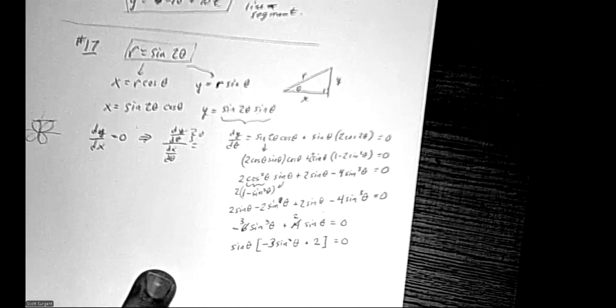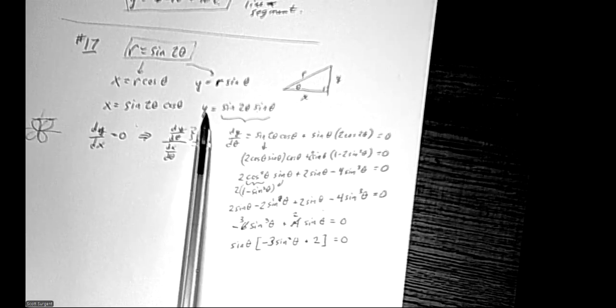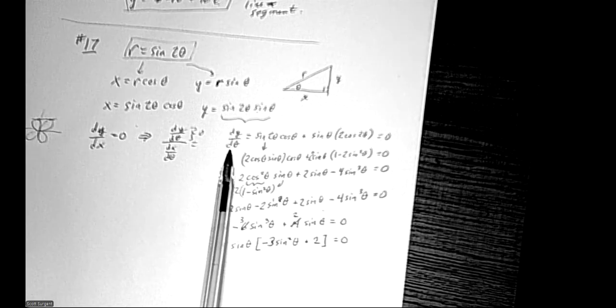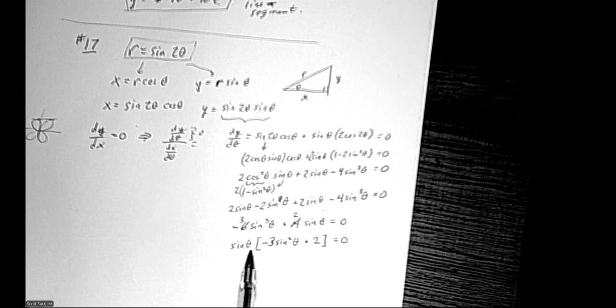Let me reiterate what I did here. I took the y, which was sine 2 theta times sine theta, and I took its derivative, dy/d theta, as a product. When I set it to 0, I just have to flesh the whole thing out, in this case in terms of just sines of single theta. So I was using some identities to do that. I hope I didn't make any mistakes. I think I'm okay.